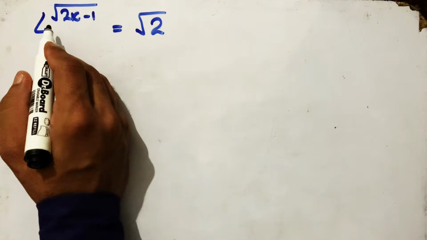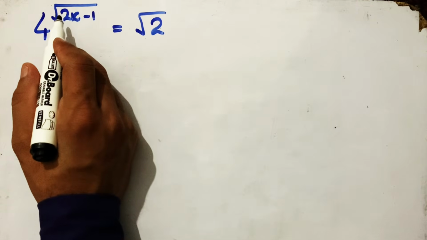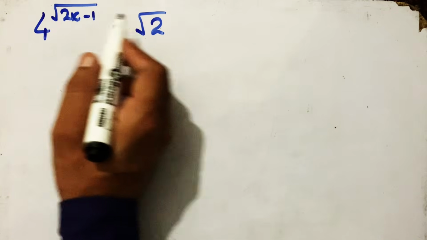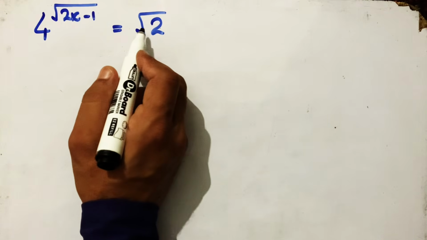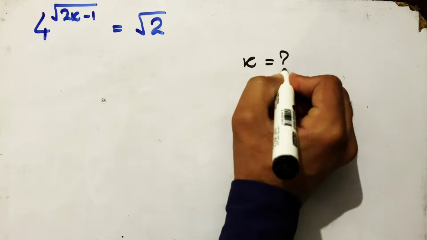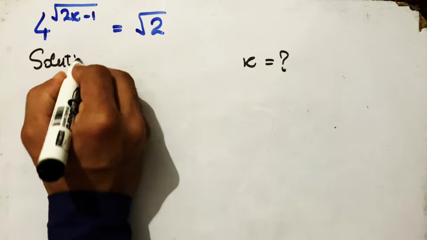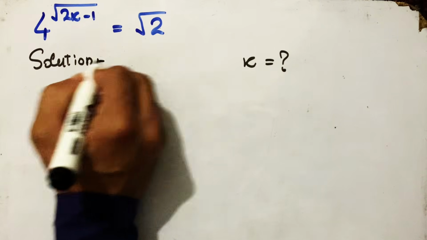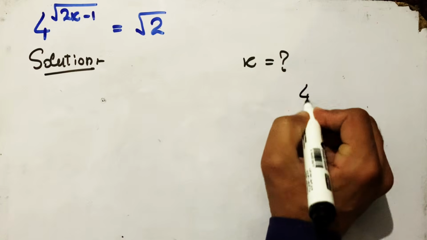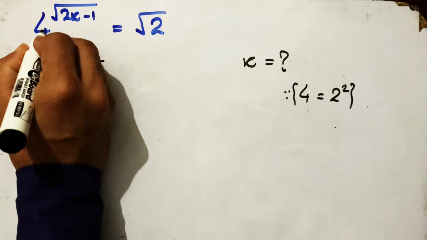So today our equation is 4 to the power of square root of 2x minus 1, which is equal to square root of 2. We need to find out what's the value of x. So for the value of x, first we need to rewrite the problem. The 4 is equal to square root of 2.